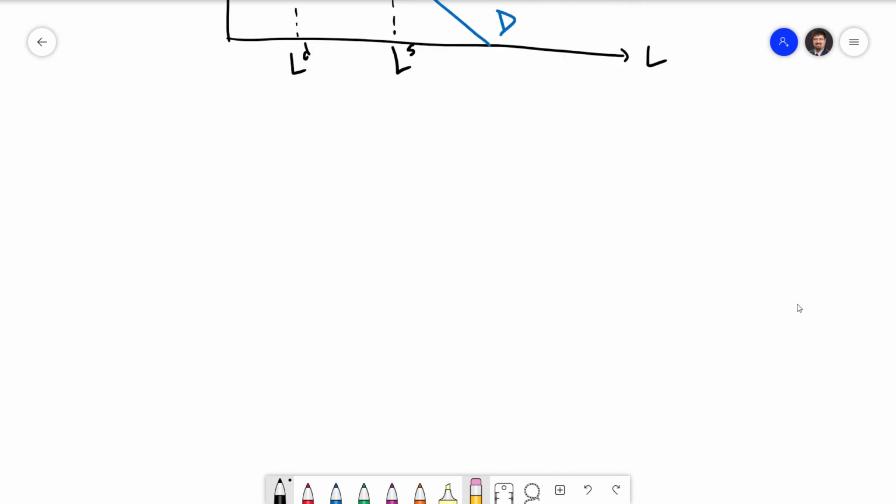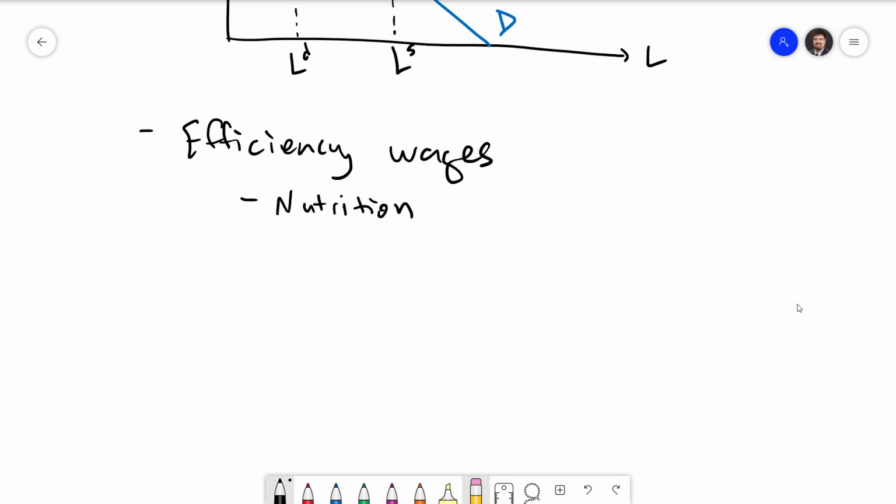Another reason why wages might be above the equilibrium is what we call efficiency wages. Efficiency wages happen when a firm pays a wage above the equilibrium of their own accord, not related to the minimum wage, because they think that it will increase productivity. There are a few reasons why this might happen. The first is nutrition. As we discussed in the videos on productivity, nutrition is an important part of human capital and therefore productivity.